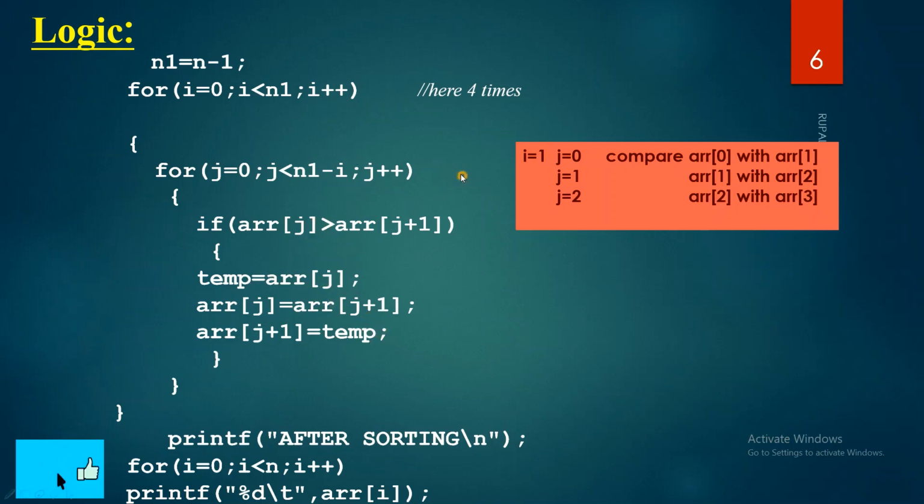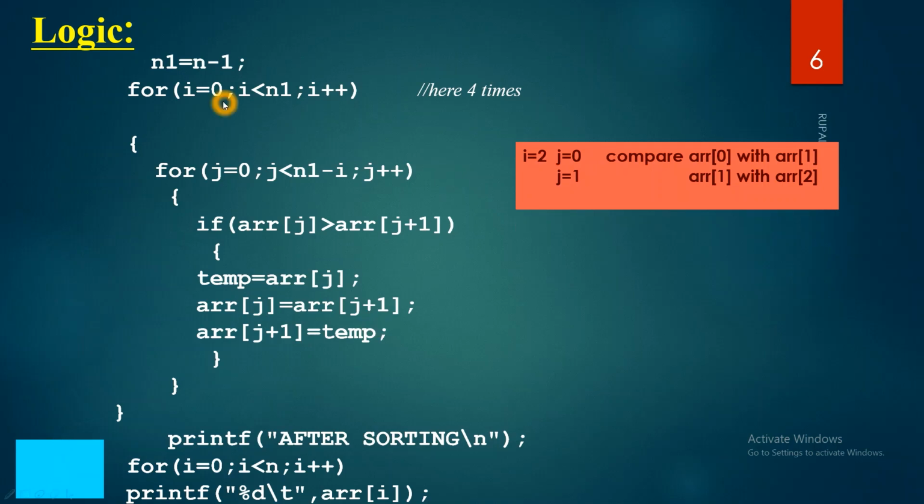Now when i equals 2, what is the maximum value of j? It is 4 minus 2, which means 2. Less than 2 means 1. So it is 0 and 1. So you have to compare arr[0] with arr[1] and arr[1] with arr[2]. Check between these two elements, and if swapping is required, swap.